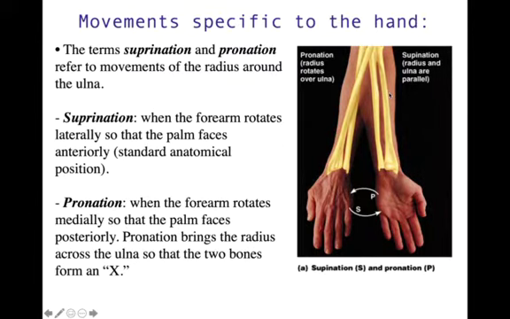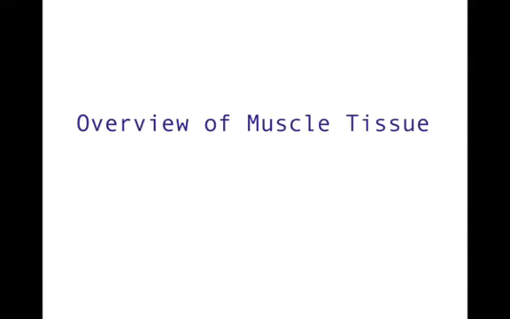So we can say the radius is lateral to the ulna, or we can say that the ulna is medial to the radius. Now an easy way to remember the difference between supination and pronation: if you want to drink soup, then you have to supinate your palms, to drink soup with your hands. All right, so we're going to keep moving on. We're still on page 1.